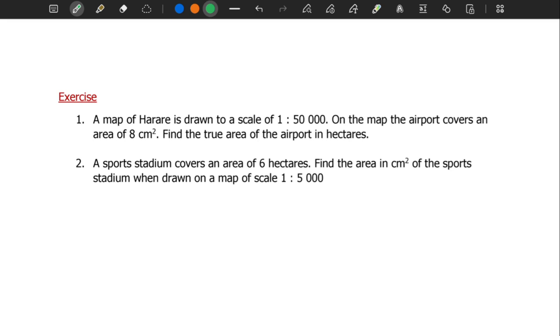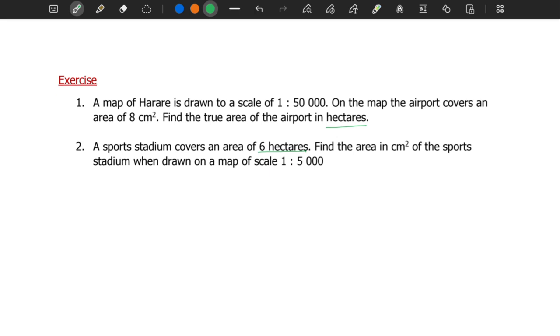So now you can do the questions in the following exercise. The first one is given a map of Harare that is drawn to a scale of 1 is to 50,000, and the airport covers an area of 8 centimeters squared. Find the true area of the airport in hectares. So again, knowing what hectares represent. And then number 2, a sports stadium covers an area, now you're given in hectares, you're given the one on the actual ground, and you're asked to find what it would be on the map when it's drawn to a scale of 1 is to 5,000.